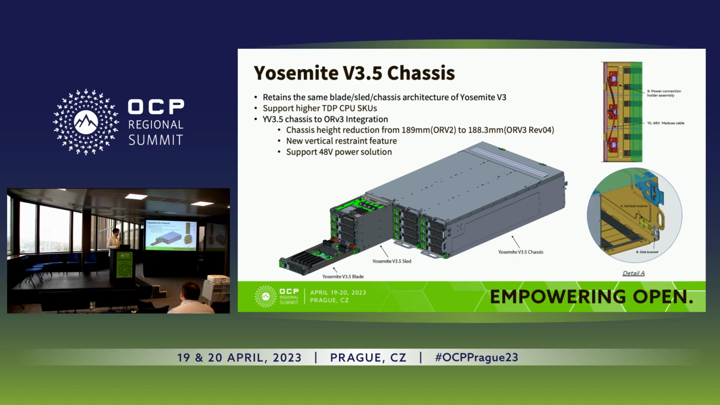At the chassis level, we're retaining the same blade to sled to chassis architecture of Yosemite V3. And in order to integrate the chassis to the ORV3, there was a slight height reduction. In addition, we added a vertical restraining feature in order to provide better shock and vibration performance in the Z-axis direction, and also support for a 48-volt power solution.